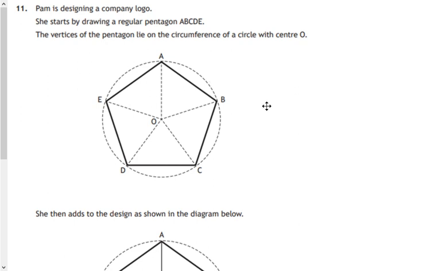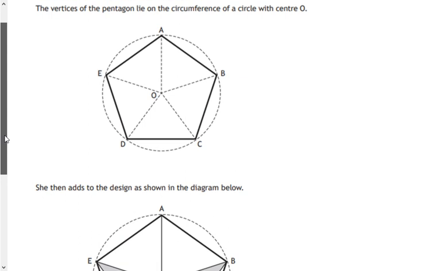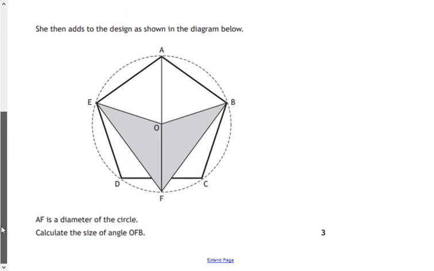Pam is designing a company logo. She starts by drawing a regular pentagon, A, B, C, D, E. The vertices of the pentagon lie on the circumference of the circle with center O. So here's our circle with center O, A, B, C, D, E. She then adds to the design as shown. Oh, she's added on a wee kite onto the bottom there. AF is the diameter of the circle. Calculate the size of the angle OFB. So that's this one in here.